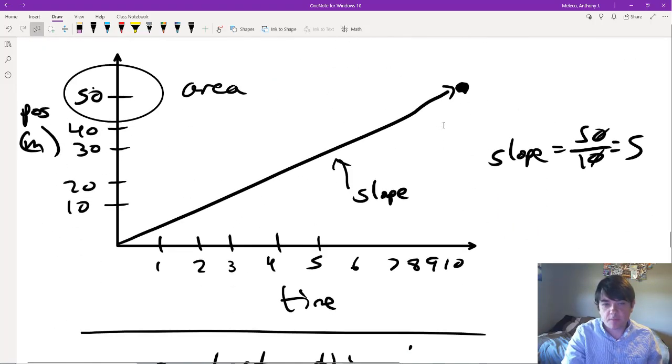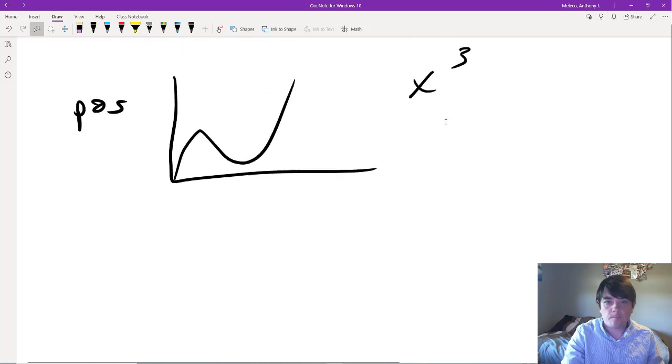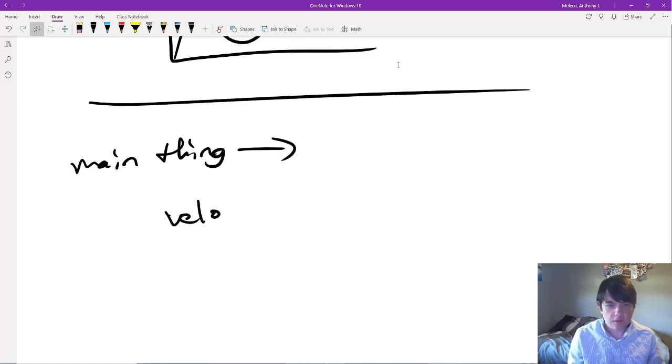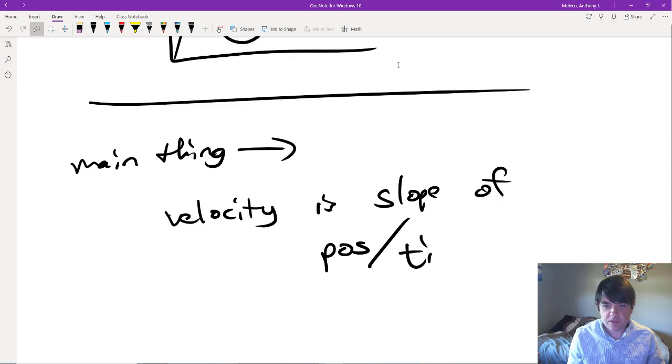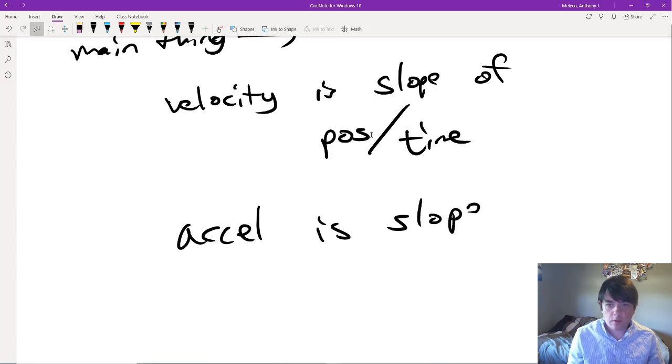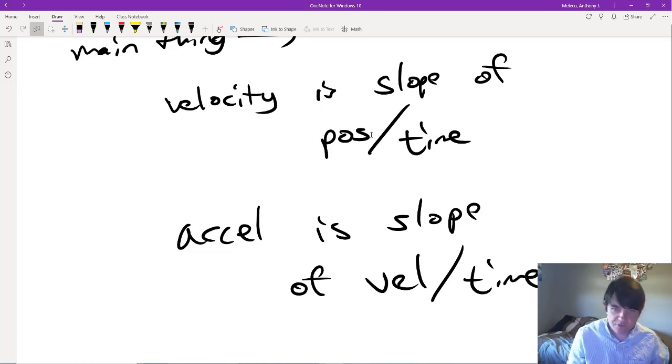The main thing you need to get from this lecture is that velocity is slope of position versus time, and accel is slope of velocity versus time. Okay? And then how to graph that and how to get the graph, one graph from another.